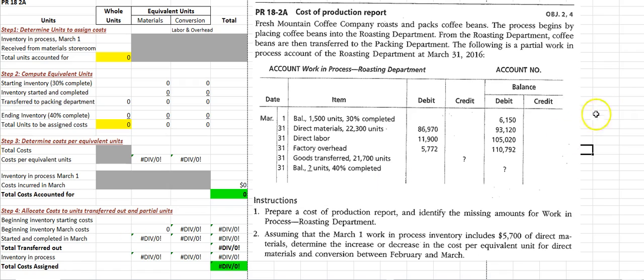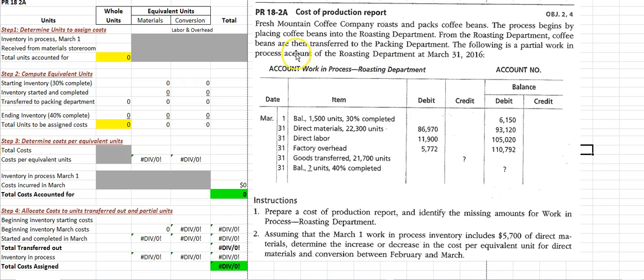Okay, so let's start with problem 18-2A. Let's start by reading it. It says Fresh Mountain Coffee Company roasts and packs coffee beans. The process begins by placing coffee beans, so coffee beans is the materials, right? And it says the process begins by placing coffee beans into the roasting department. So we're working with the cost that the roasting department had for the month. And it's going to be the month of March, as you can see here.